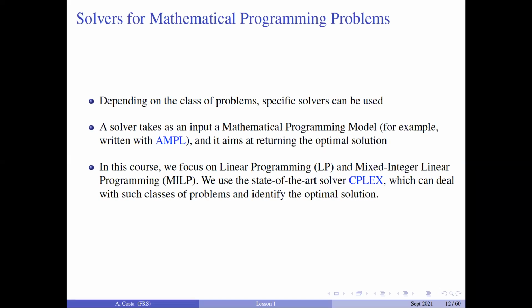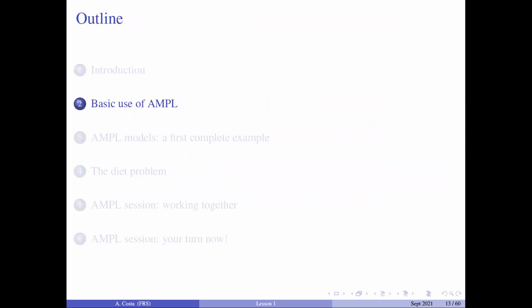As I said, we have different solvers, and the solvers take as an input the model that you created, for example with AMPL, and they try to give you back the optimal solution. As I also mentioned, we use Cplex, which is one of the best solvers for linear and mixed integer linear programming. Okay, so that's why we have AMPL as a language to model plus Cplex to solve the problem. Okay, let's go through now the basic use of AMPL, the main syntax and commands.